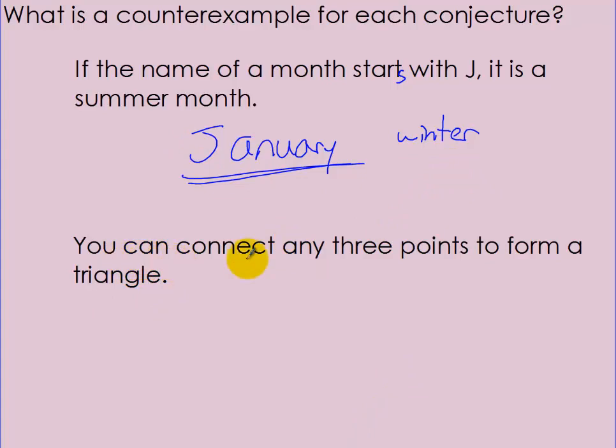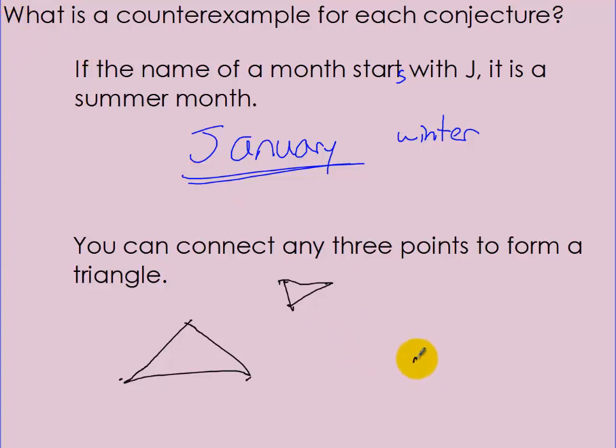Another example, you can connect any 3 points to form a triangle. So I'm going to say that because I could just draw any 3 random points, boom, boom, and boom, and say, oh yeah, you can draw perfectly straight lines to form a triangle. And they always work, right? See, these points always work. But wait, what's a counterexample?